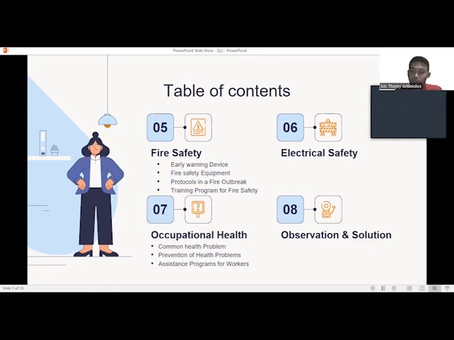Number 8, observation and solution. This is where we determine the most frequent issues users experience in using the basic occupational health and safety engineering, and where we attempt to resolve their issues by putting out a set of fixes for those issues.